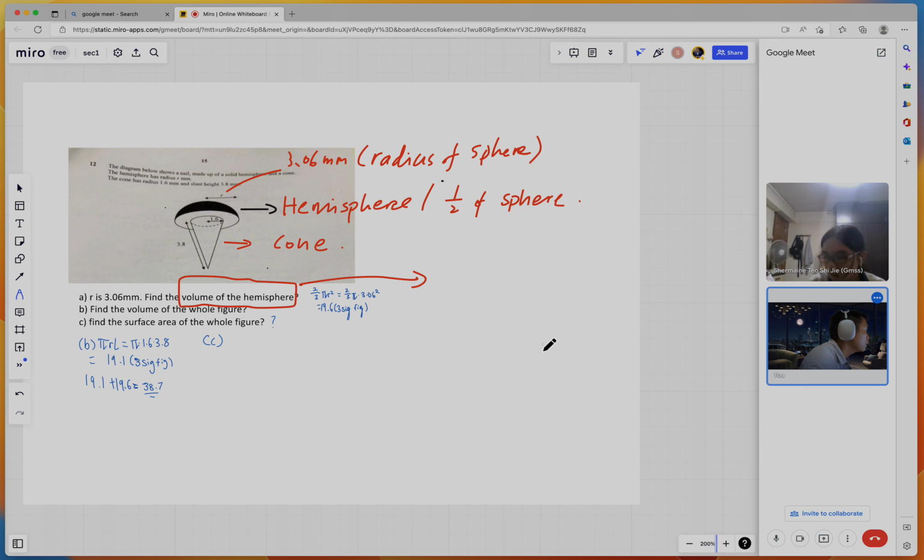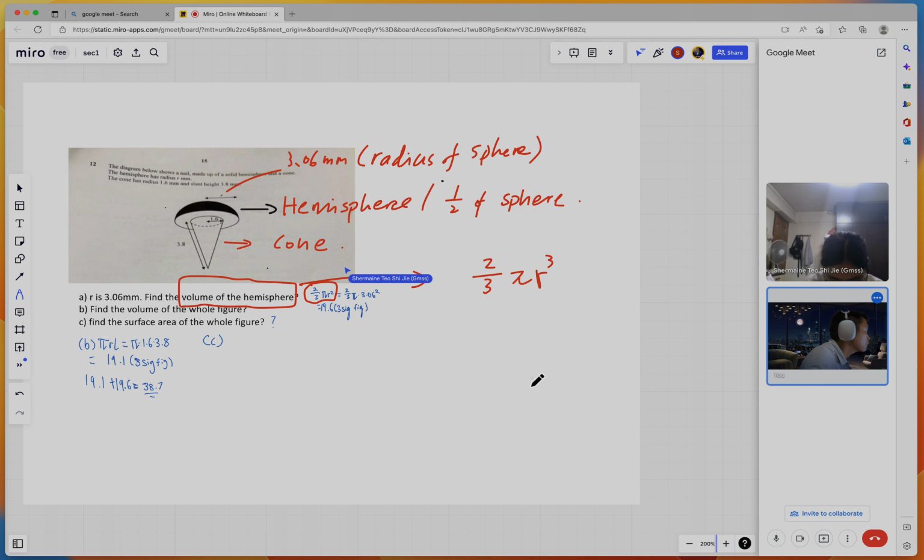I also did Google. So what do you have? From Google, they say 2/3 pi r cube. Okay, so if this is the formula, what you have here is r square. Why did you give me pi r square then?